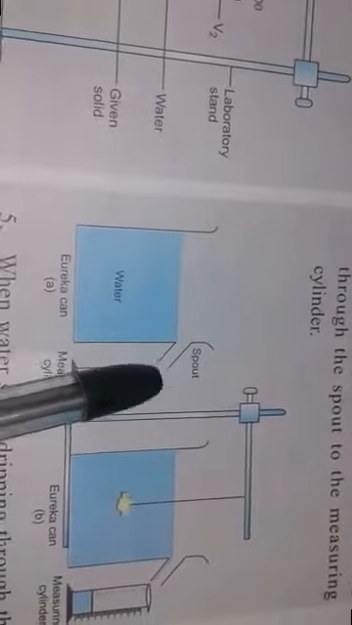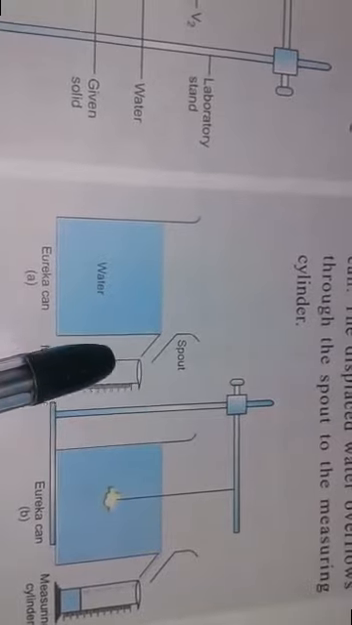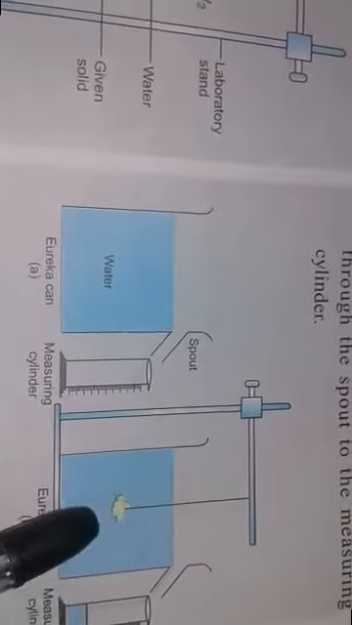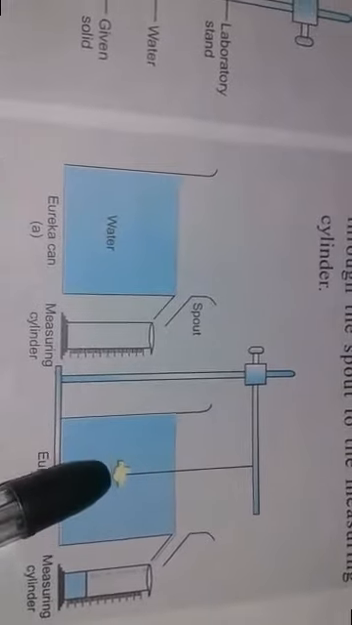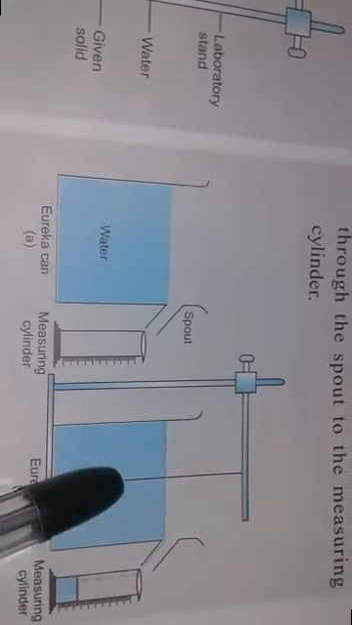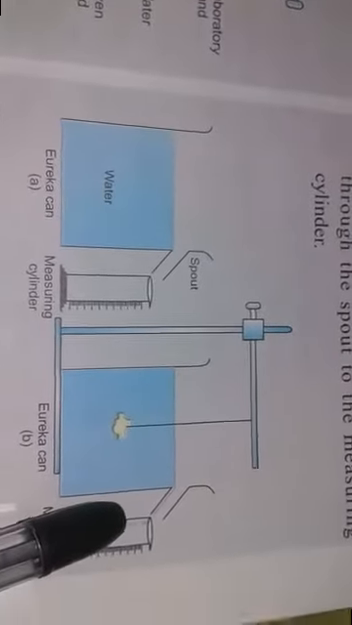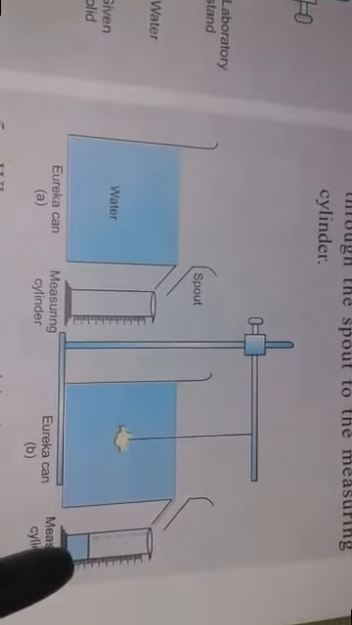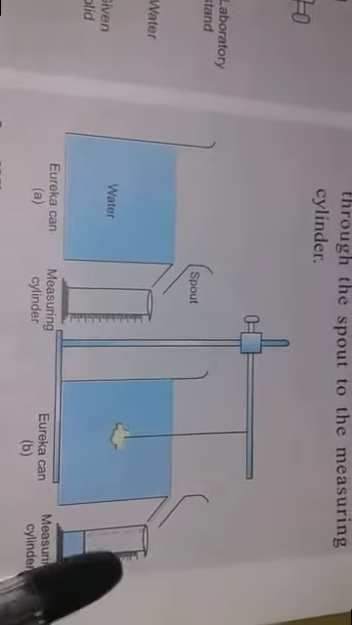Then we have to dry this measuring cylinder and put it under the spout again. Now we have to suspend the irregular solid with the help of thread into the Eureka can. After immersing the solid into this Eureka can, water starts overflowing through the spout that will drop into this measuring cylinder till the last drop emerges out from the spout, and that is the exact volume of this solid.